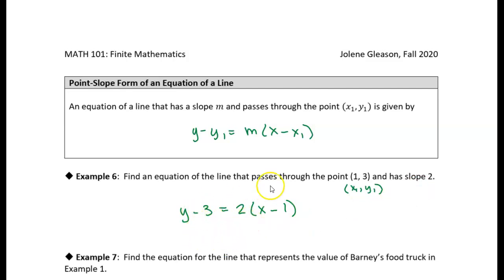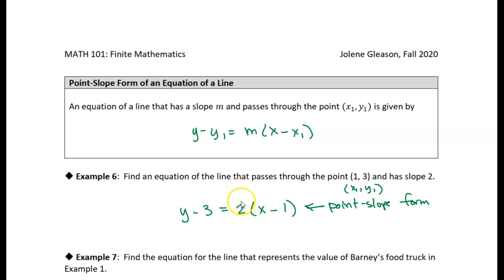Now I can rearrange this if I want to, because oftentimes it's nice to have an equation for y in terms of x. But that's not necessary. This is actually fine, and this is actually called the point slope form of a line, right? So this is the point slope form of a line.